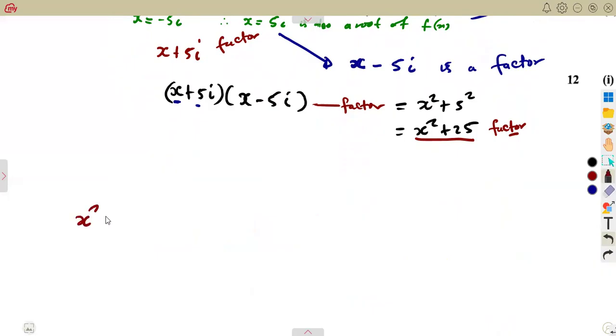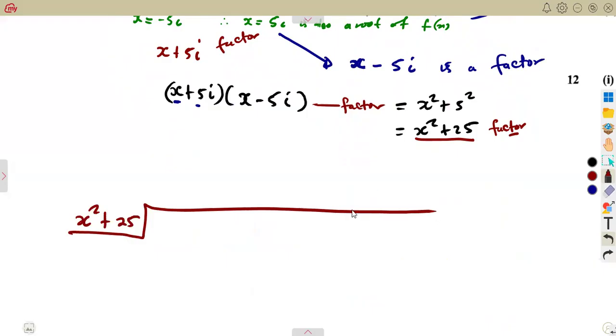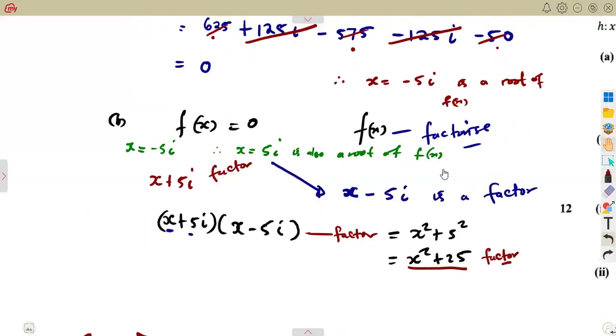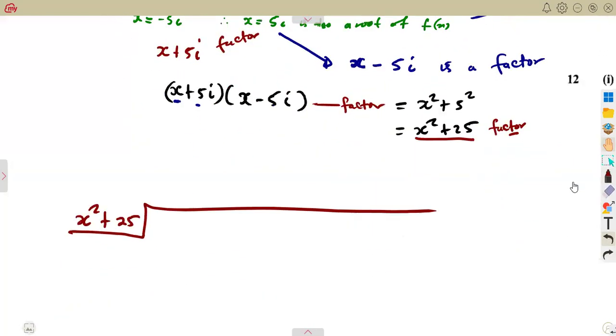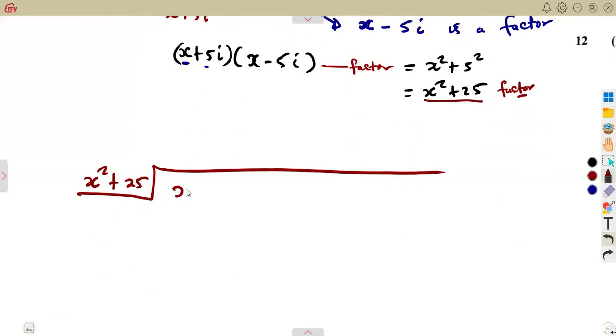So it is going to be x squared plus 25 into f of x. And remember our f of x, the whole of that function that you're given, this whole part that we have there. All right. So we're going to rewrite our f of x as it was, x to the power of 4 plus x cubed plus 23x squared plus 25x minus 50.